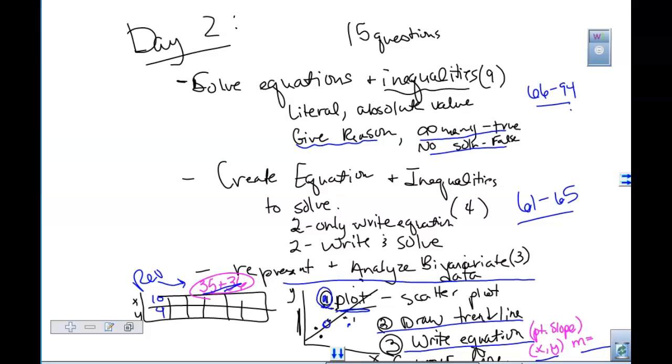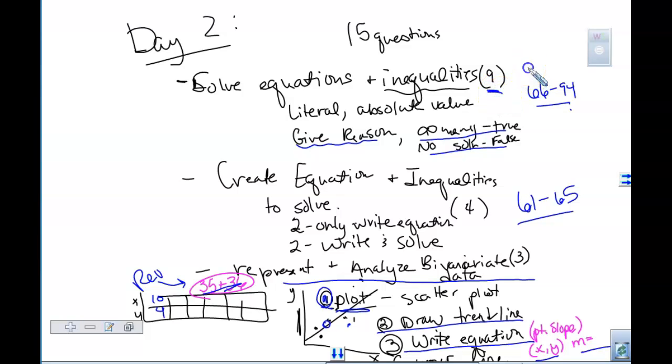So day 2, there's only going to be 15 questions. So the first day, you can total the number of questions that I put, but the first day there's a few more questions because we are not doing the 2-way tables and the statistics part this year on the final. So the first thing you're going to see, solve equations and inequalities. There's going to be 9 questions.